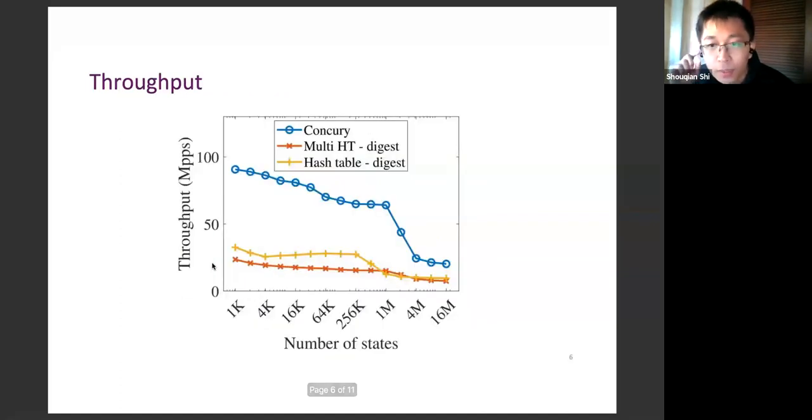Sorry, can you go back? Thank you. The processing throughput of a load balancing algorithm characterizes its capacity. This figure shows the throughput of the load balancing algorithm of Concurry and other alternative algorithms in a large network. Concurry maintains more than 2 times the advantage in throughput in all network sizes.